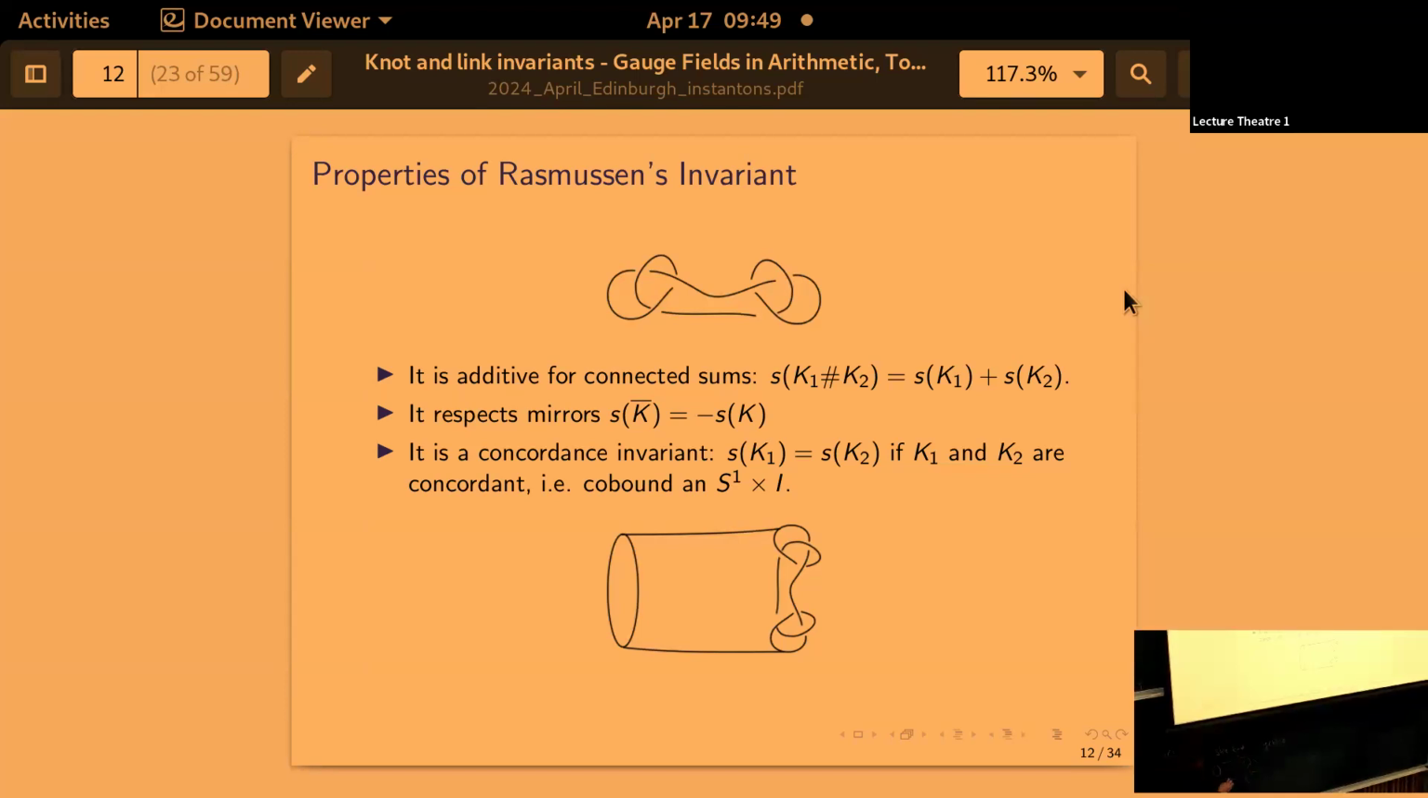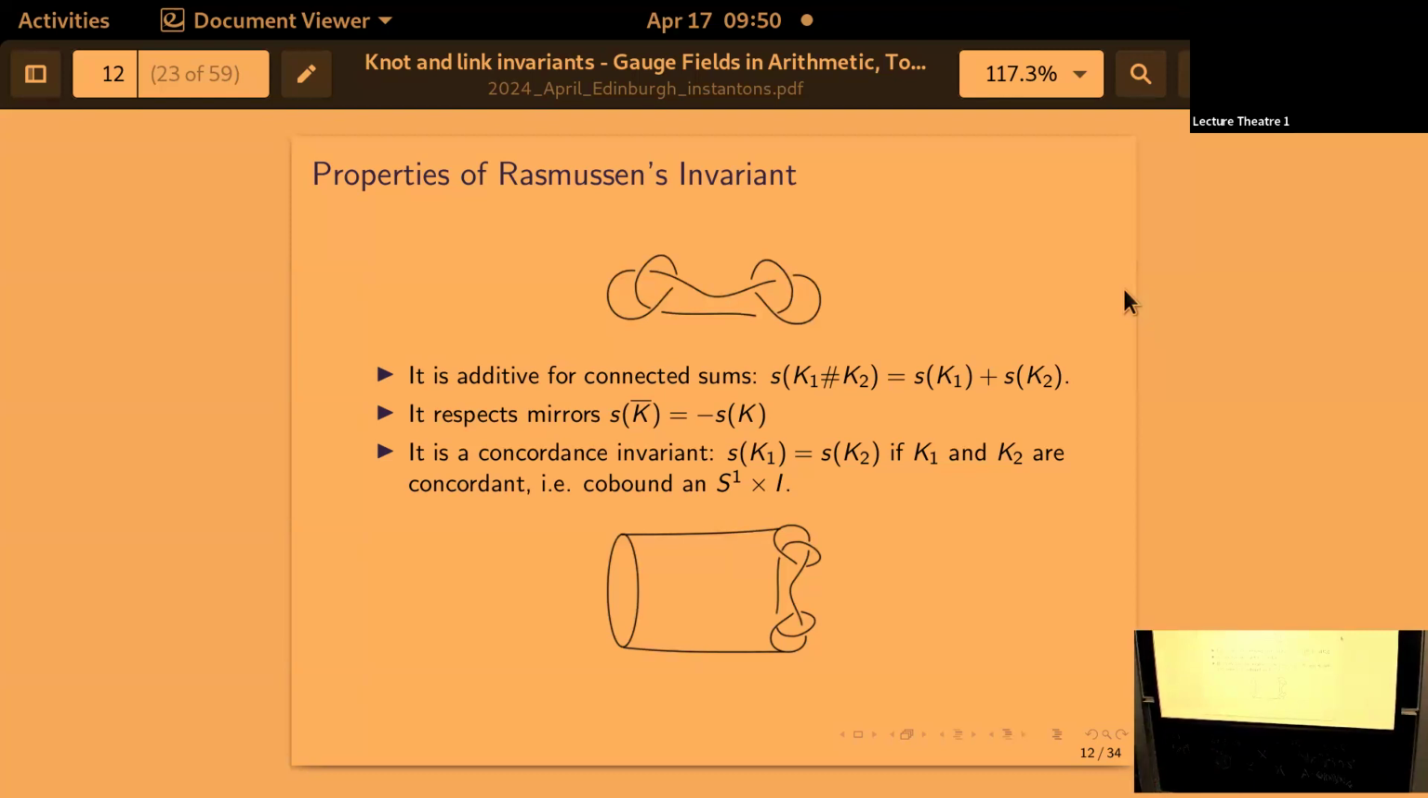In that case, you can see your K sitting in S3, and maybe you can convince yourself that there's an annulus from the unknot to K in S3 times I. So there's a cobordism in S3 times I that goes from the unknot to K, which is a cylinder. This leads us to the concept of concordance. Two knots are said to be concordant if they co-bound a cylinder. So a knot of genus 0 is the same thing as a knot which is concordant to the unknot.